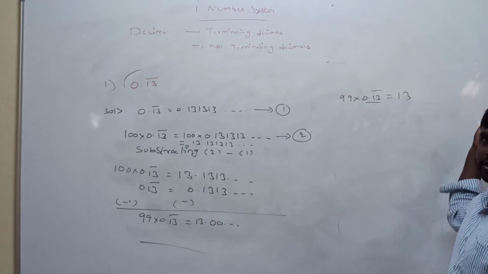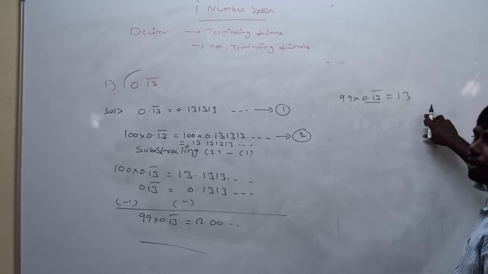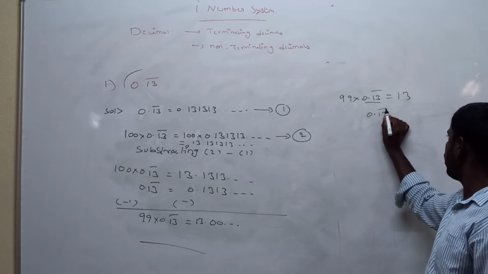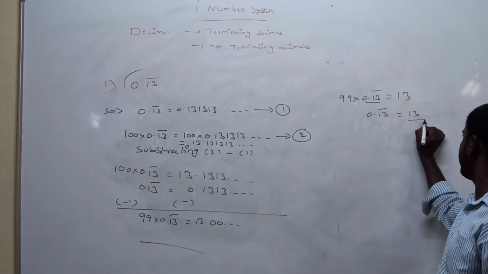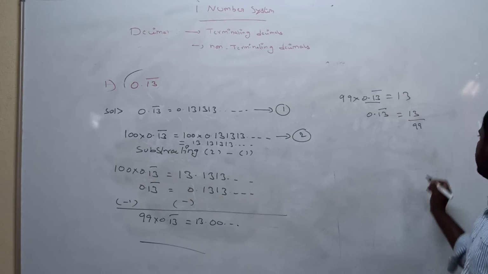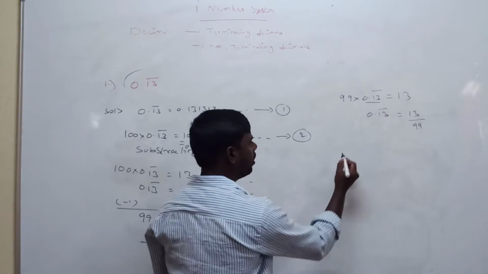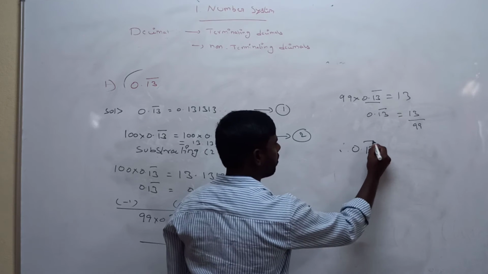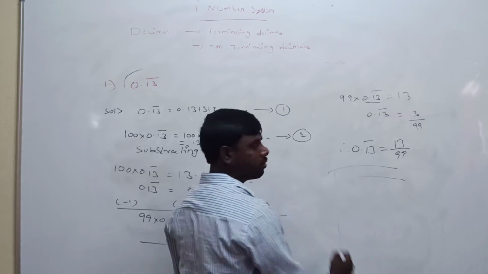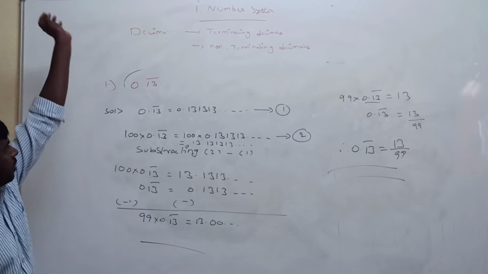The 99 will go to the right side, which means it will go to the denominator. So 0.13 bar is equal to 13 by 99. Cancellation is not possible. So 0.13 bar value is 13 by 99. Okay, everyone understanding?